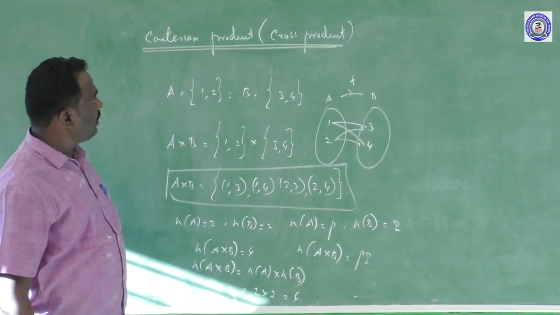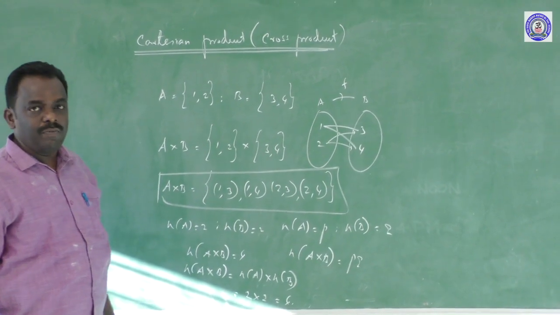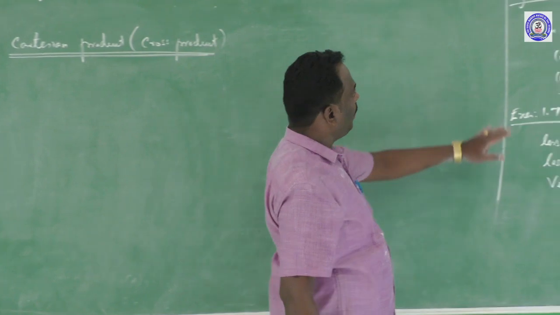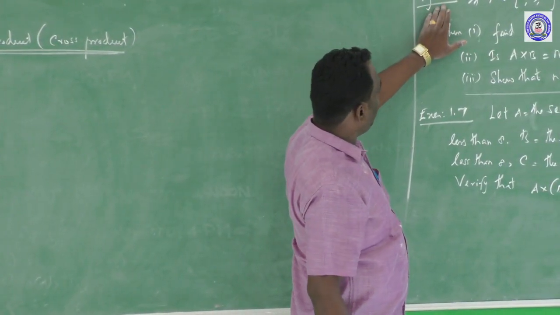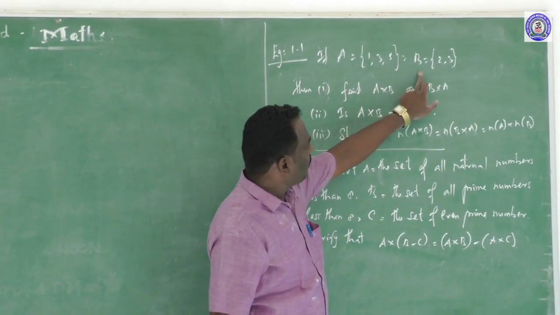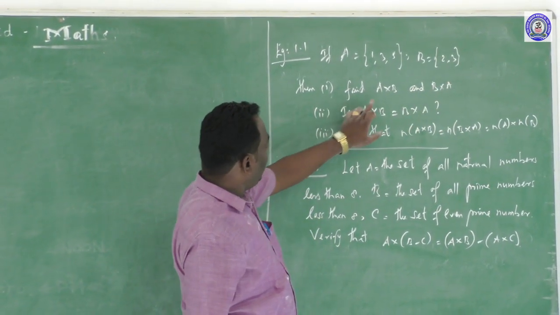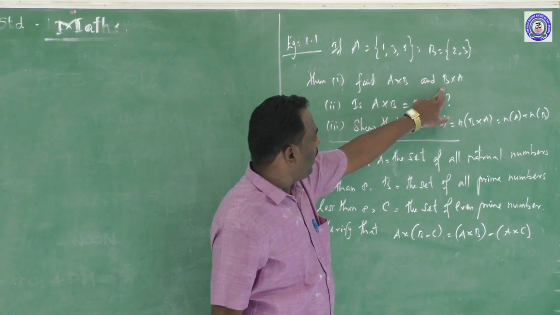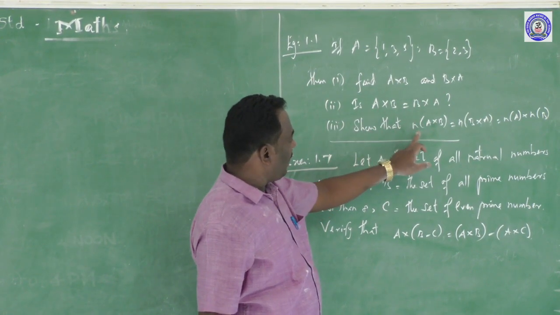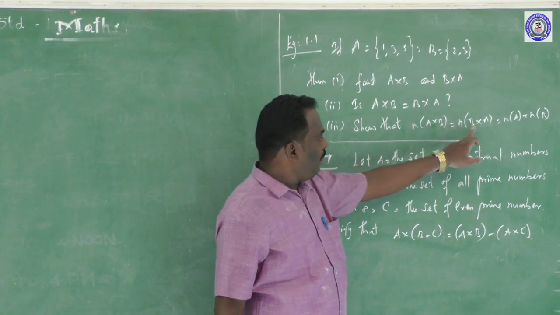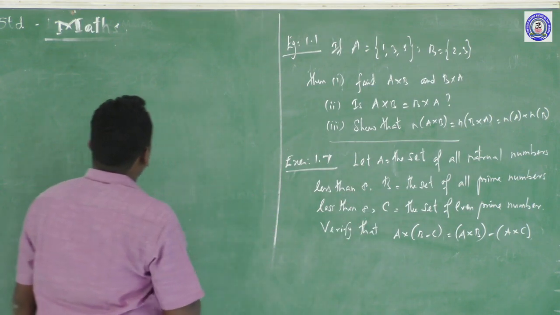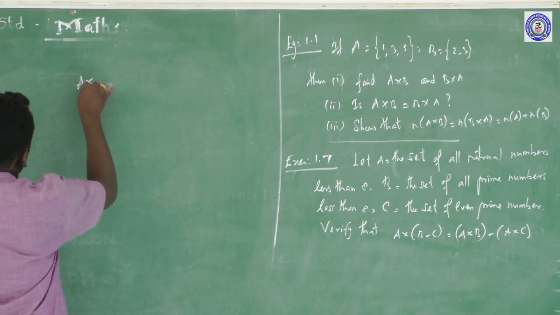So that is what we have for the Cartesian product. Let us see the same kind of sum in the textbook. Exercise example number 1.1. Let us consider A with elements 1, 3, 5, and B with elements 2 and 3. Find A cross B and B cross A. Check whether A cross B is equal to B cross A, and show that N of A cross B is equal to N of B cross A, which is equal to N of A into N of B.